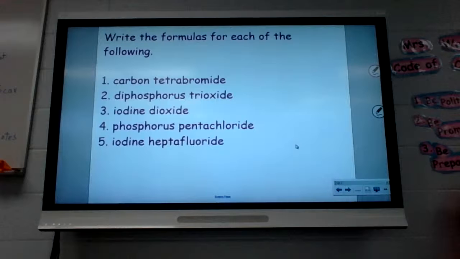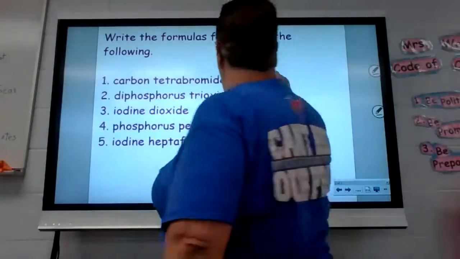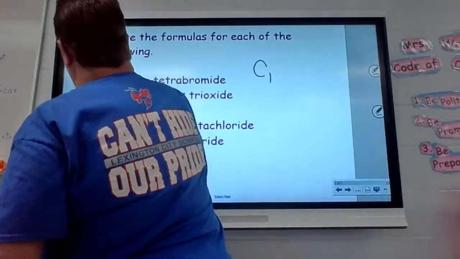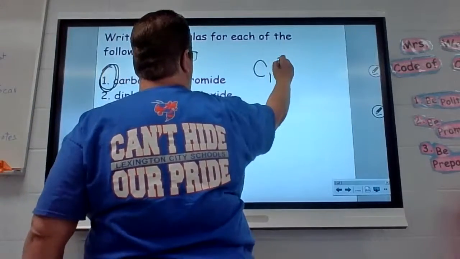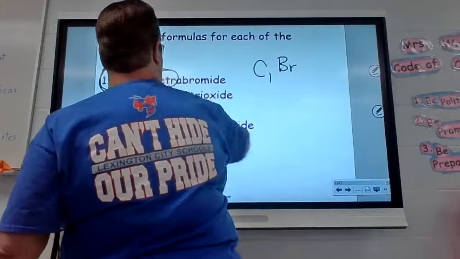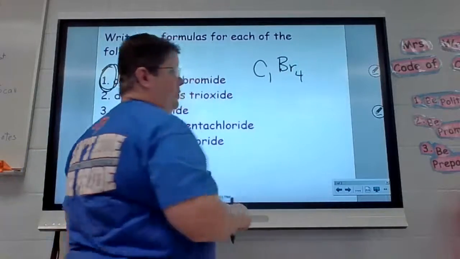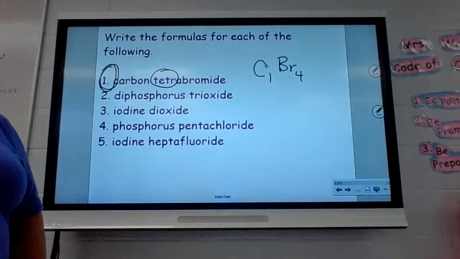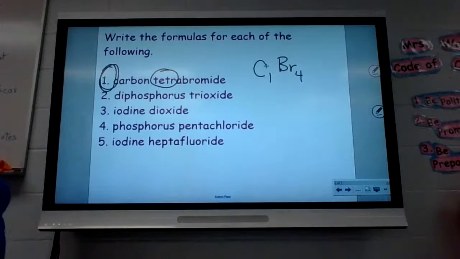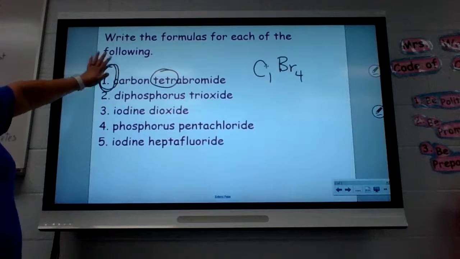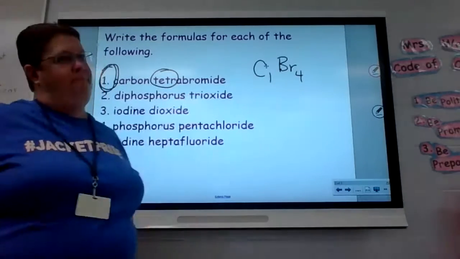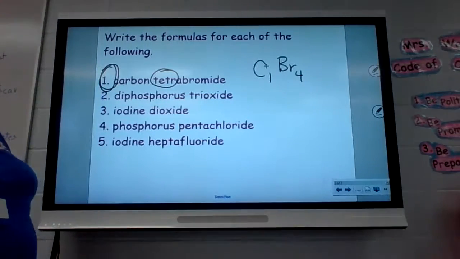All right, so carbon has what prefix on it? 1. So C has a 1 because it has no prefix right here. There's nothing. Br has a 4, tetra. You do not have to write the 1. I'm only emphasizing it for teaching purposes. It's fine if you write the 1, but because there's no prefix on carbon, carbon gets a 1. All right, tetra goes on the Br.